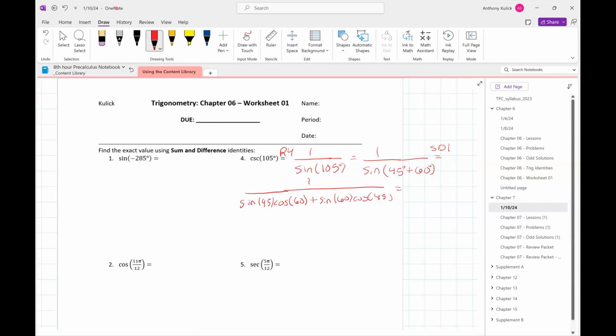Now I'm going to go to my unit circle and find the values for sine 45, cosine 60, sine 60, and then cosine 45. Sine of 45 is root 2 over 2. Cosine of 60 is 1/2. Sine of 60 is root 3 over 2. And cosine of 45 is root 2 over 2. Which gives me 1 over root 2 over 4 plus root 6 over 4.